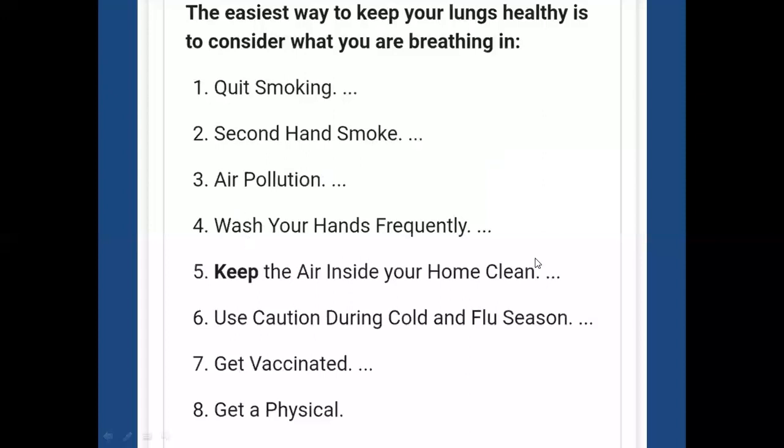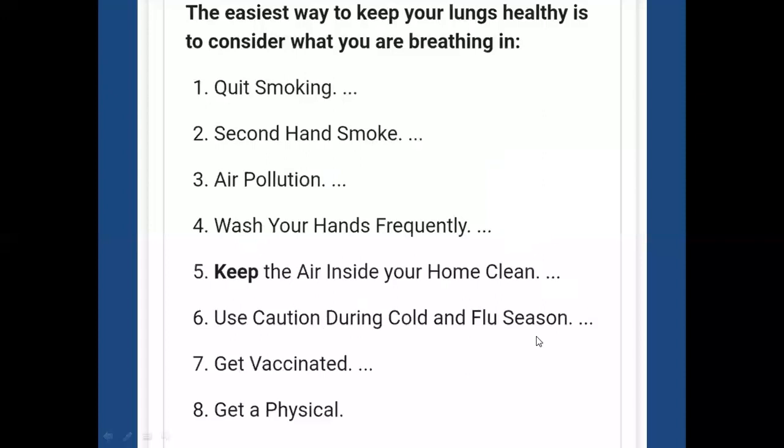Wash your hands frequently with soap or with sanitizers. Keep the air inside your home clean. How can we keep the air inside our home clean? By proper ventilation and by growing plants. Plants are very good because you know that they make the air clean.